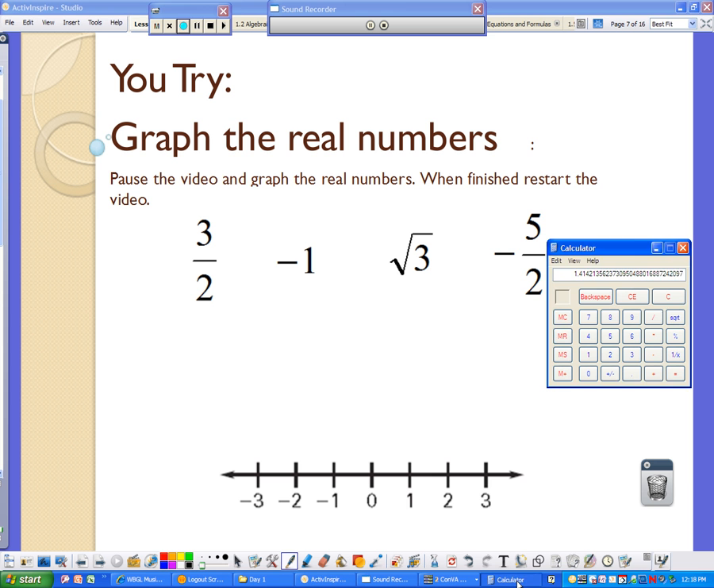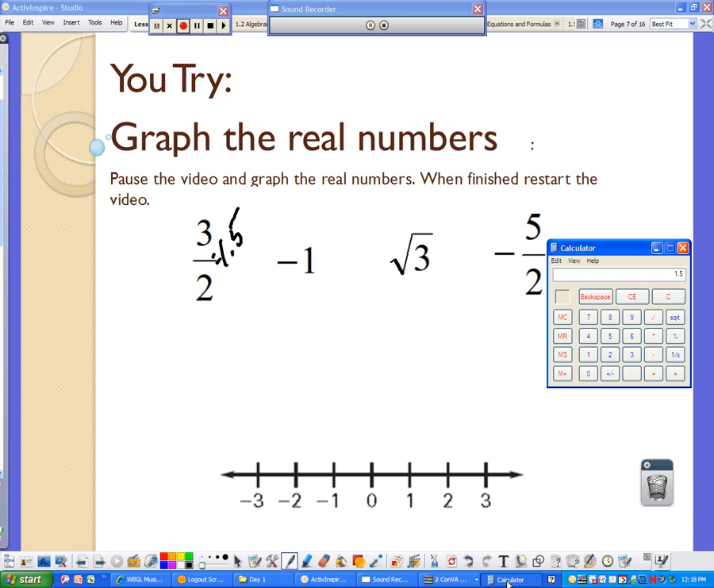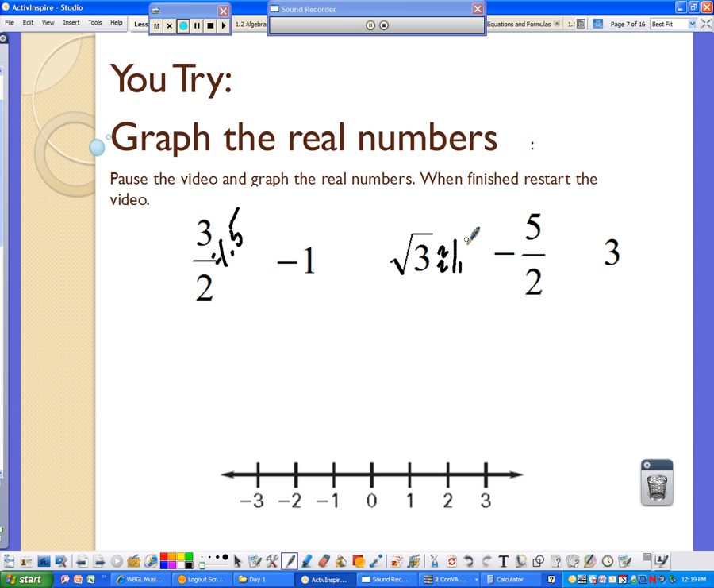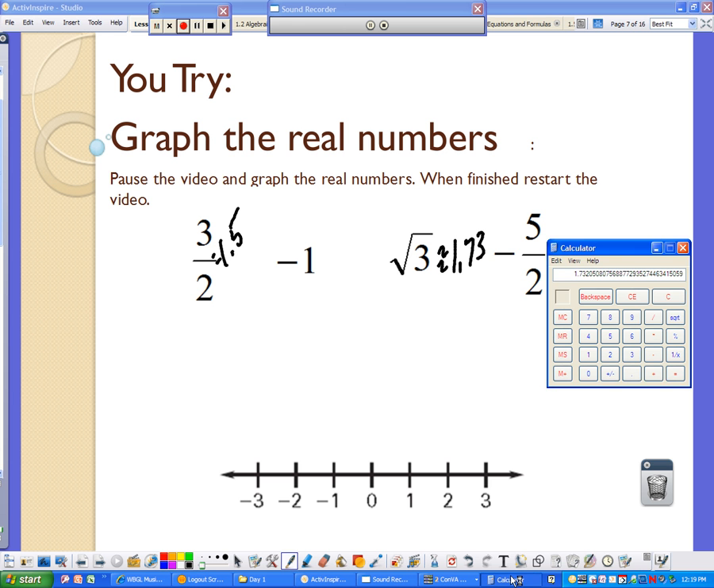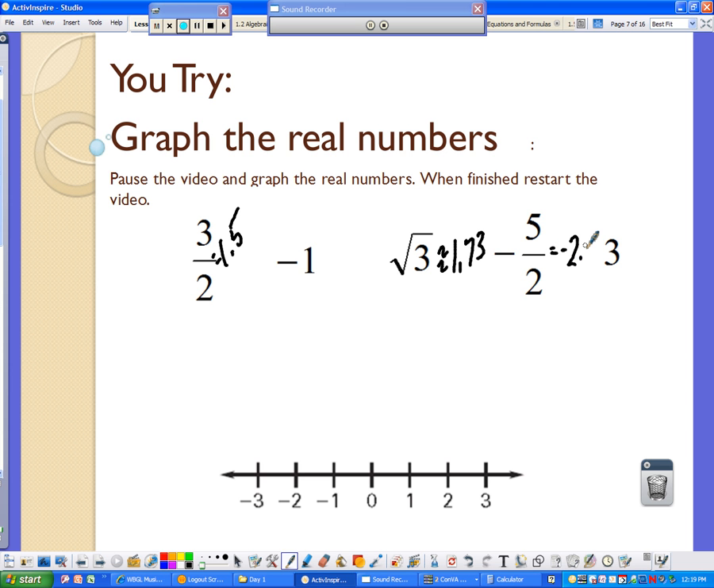So if we go ahead and graph 3 over 2, let's take 3 divided by 2, gives us 1.5. Negative 1's already written. We need to find what the square root of 3 is as a decimal. It gives us approximately 1.73. Then negative 5 over 2, 5 divided by 2, and it gives us negative 2.5, and 3 is already taken care of. So 3 over 2, again, it's between 1 and 2, and it's actually right smack dab in the middle at 1.5. So 3 over 2.